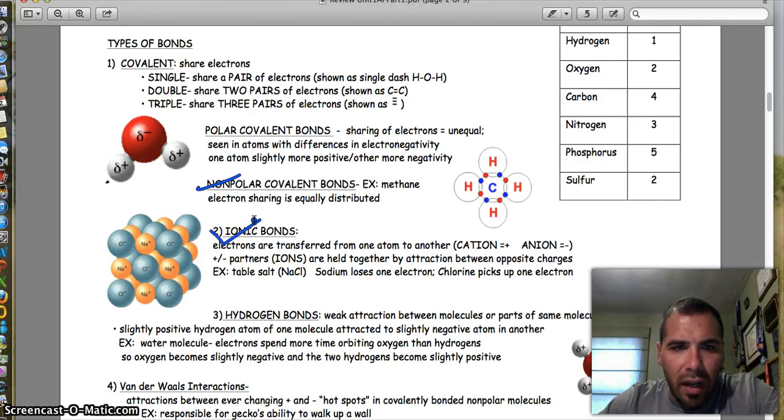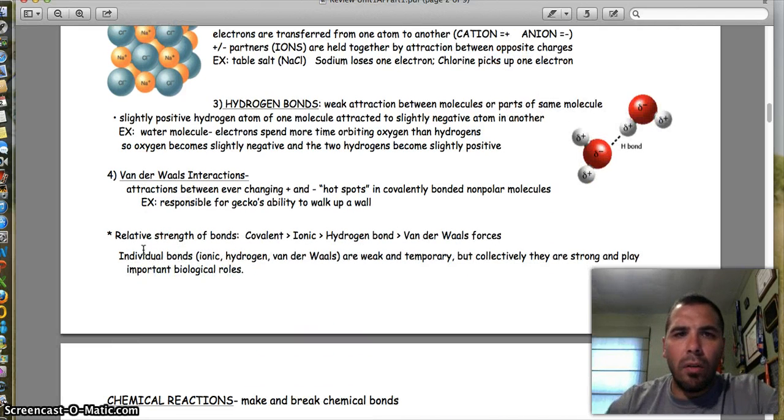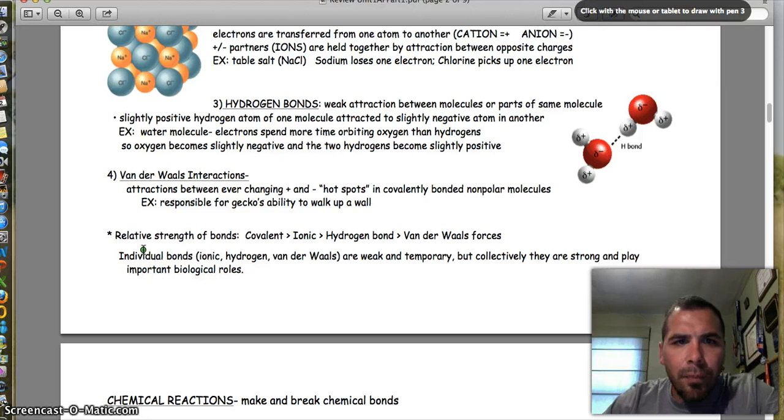I think we understand ionic bonds. Sodium chloride, if I were to throw this in water, hopefully you see the sodium would bond with the oxygen. Chloride would bind with the hydrogens, which we've already seen. Hydrogen bonds, these are weak attractions between molecules, which we've talked about. So I'm going to check that one off because I think we're good on that.